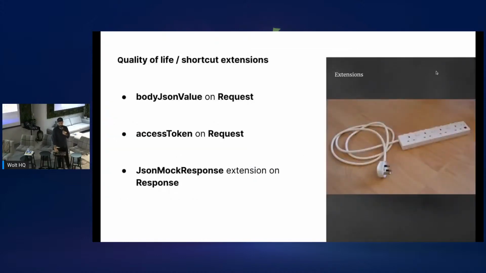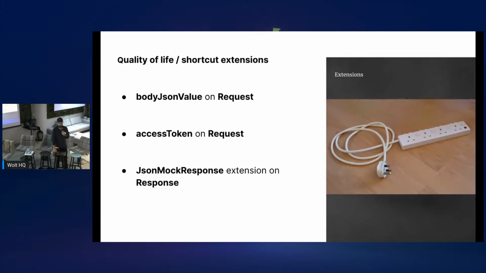And the extensions I have: I made a body JSON value extension on request, so I can just parse something from the JSON in the body of the request. Also access token from the request, that's another extension. Also, I made a response extension, which is JSON mock response, which is used to respond with JSON.